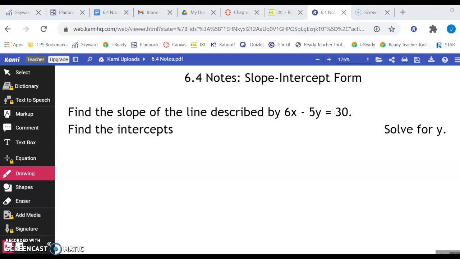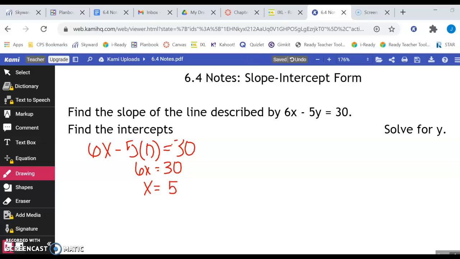So the first thing is that we can find the intercepts. And remember, we do that by filling in a 0. So if I want the x-intercept, I'm going to put a 0 in for y. So I'm going to have 6x minus 5 times 0 equals 30. So 5 times 0 is 0, so that's gone. So I'm left with 6x equals 30. And 6 times 5 would be 30, so our x-intercept would be 5.